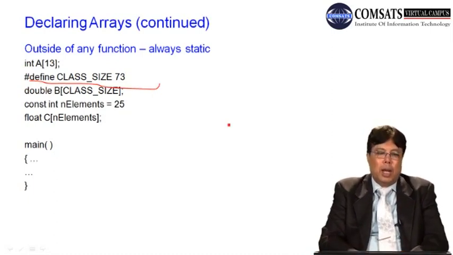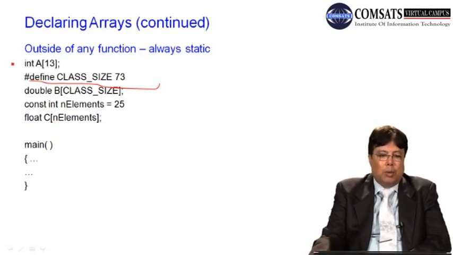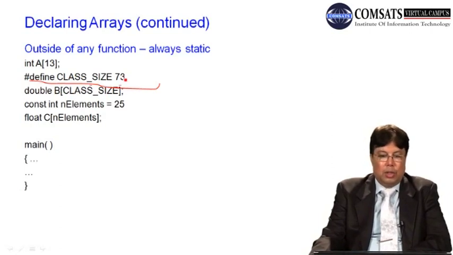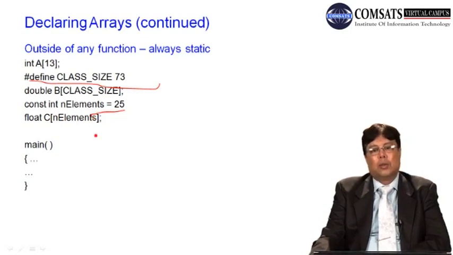We can also combine the concept that we have learned today or in the previous lecture, the macros. So we can use the class size with the help of the define directive, and we can then use this class size in defining the array. Double B class size, so this 73 will be replaced. Why? Because this macro template will be expanded, or this 73 will be replaced here. Const int n elements: this is a static value because we have used the const term. So this value n elements remains 25, and you will not be able to change that. But this const n elements, you can use it to declare the size of an array.